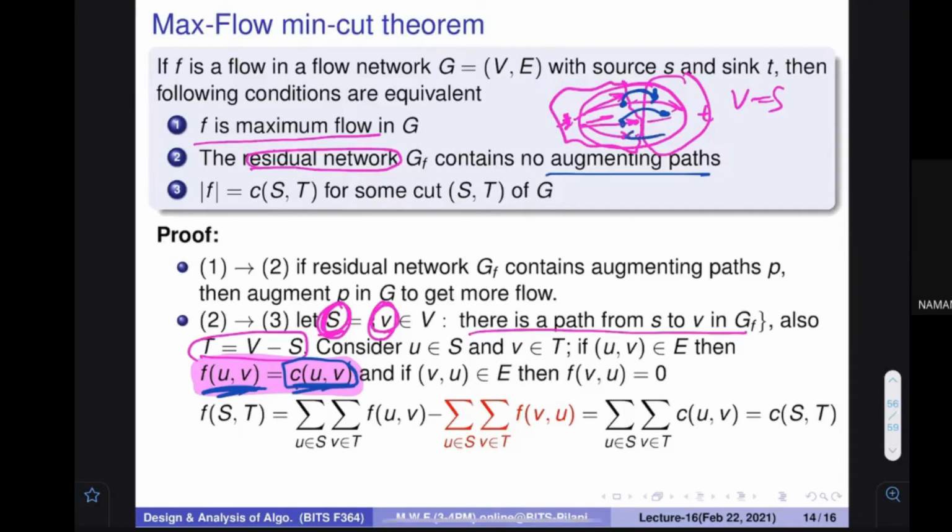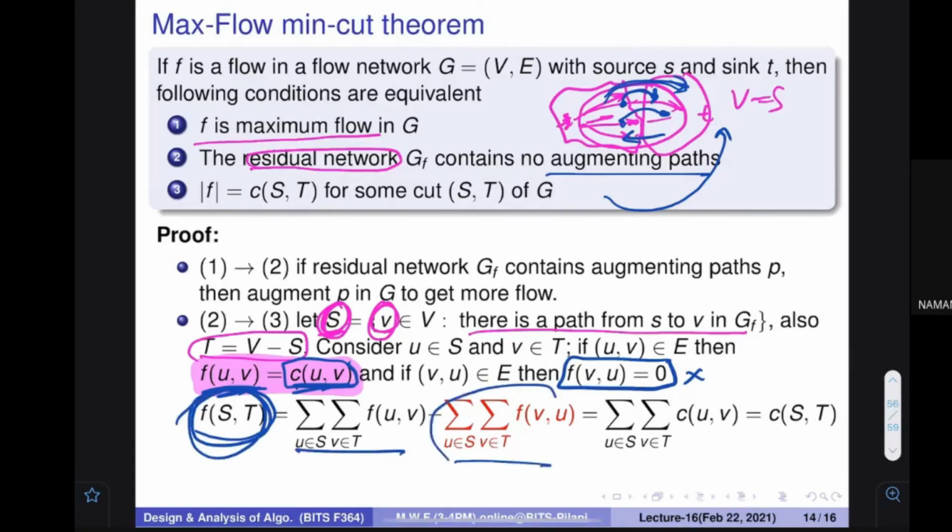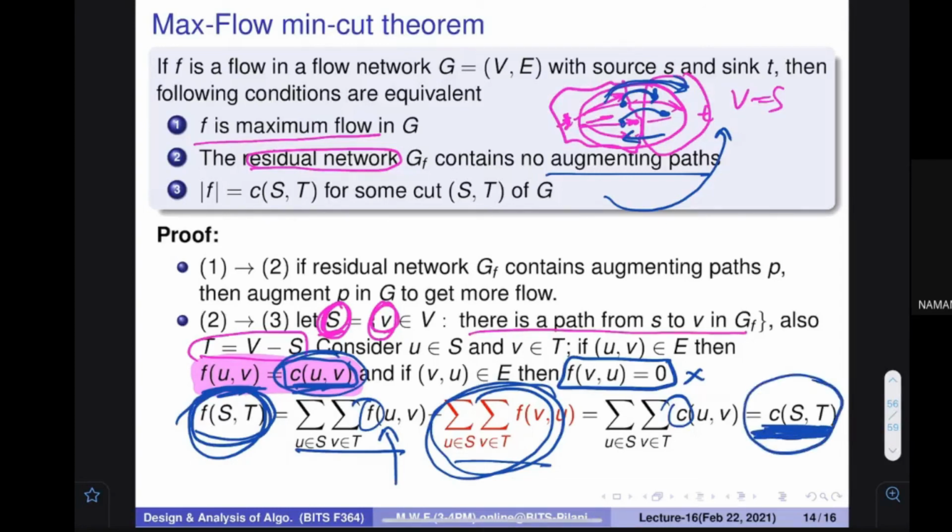And in reverse, there would not be anything, because S is only sending things to V. If something is coming back, it means it needs to go to the next side also to compensate. So all these things are zero. If you want to write the equation of F of S T, the standard equation, this term becomes zero, and all the values become equal to the capacity. So this is a cut with capacity equal to the flow, and this is how you can find out the flow.